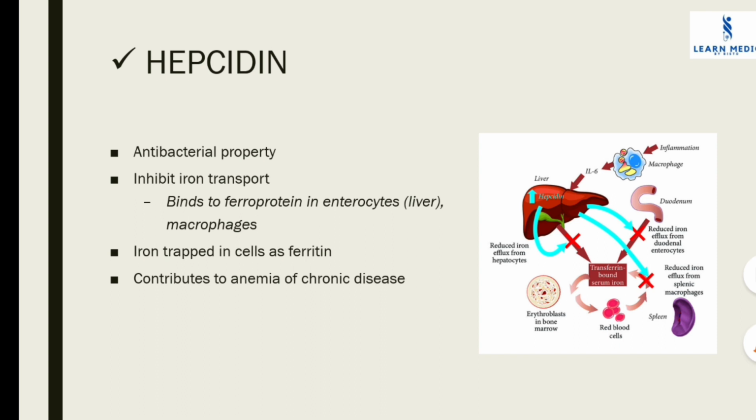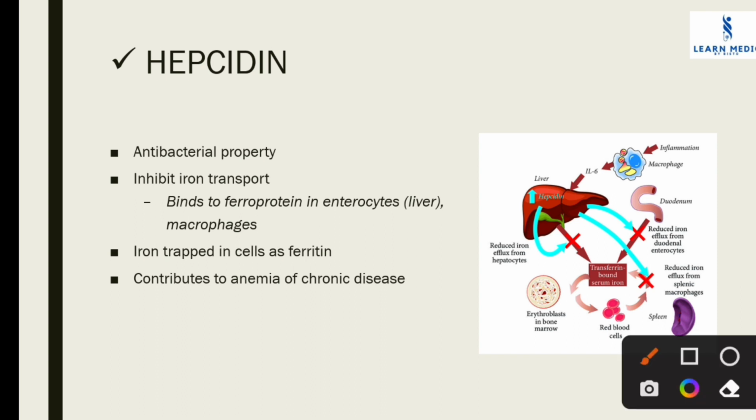The next thing is hepcidin. Hepcidin has some antibacterial property which inhibits iron transport. Just before, we dealt with ferritin, an iron storing protein. So hepcidin inhibits ferroportin, which is in enterocytes, liver and macrophages. Iron gets trapped in cells as ferritin, and it contributes to anemia of chronic disease. It inhibits iron transport, so iron is trapped in the cells as ferritin. Increasing ferritin means we have anemia.